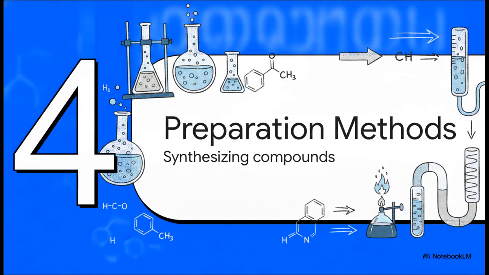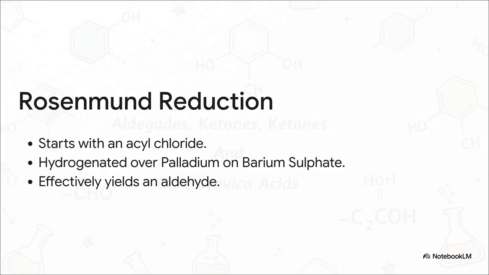Section 4. Key preparation methods. Let's look at how we actually make these things, starting with the Rosenmund reduction. We kick things off with an acyl chloride, otherwise known as an acid chloride, and the goal is to swap that chlorine out for a hydrogen. The absolute key here is the catalyst. We hydrogenate it over palladium that's supported on barium sulfate. This specific catalyst is the secret sauce.